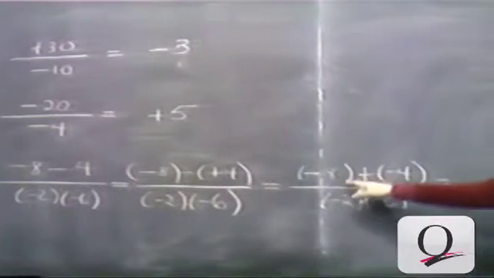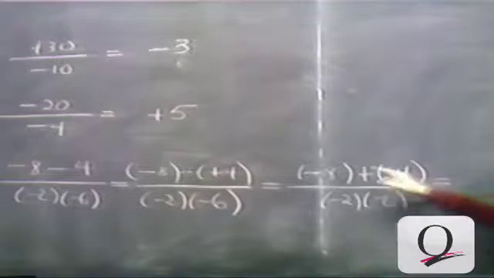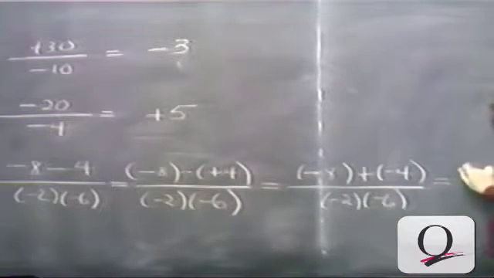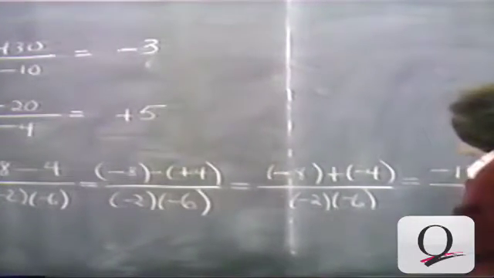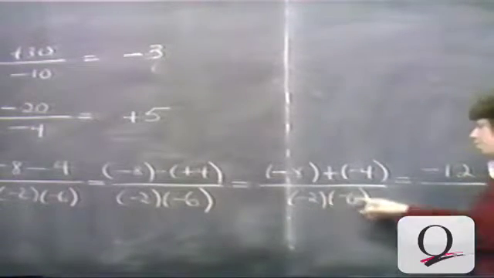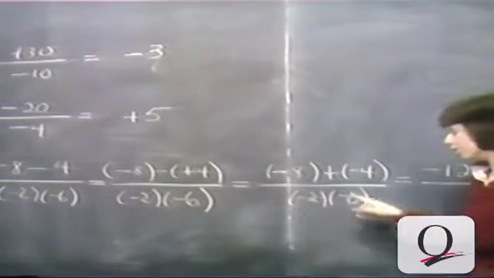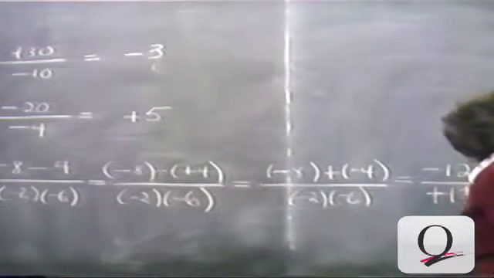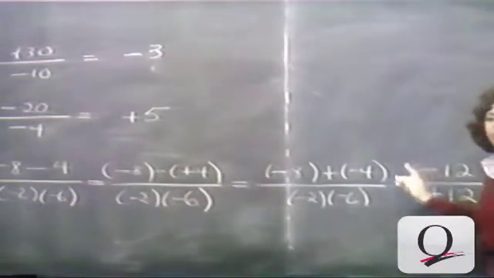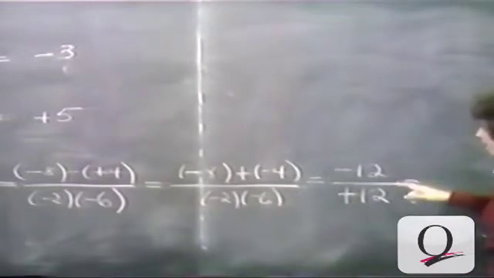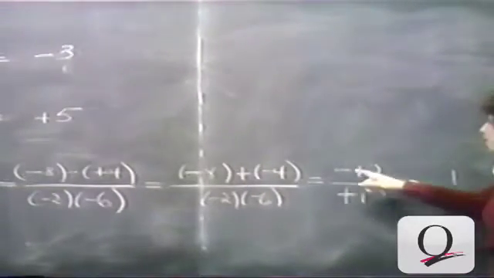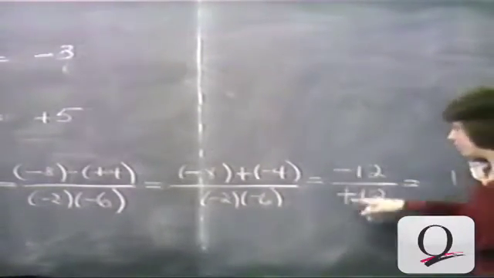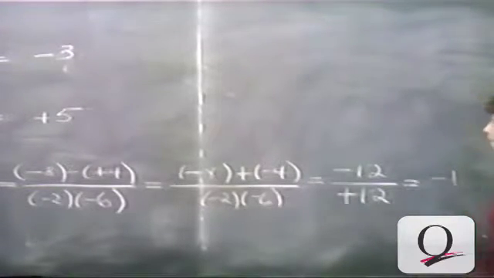Minus 8 and a minus 4. Adding like signs, the answer will be minus 12. Minus 2 times minus 6, multiplying like signs, the answer is positive 12. Now division. 12 divided by 12 would be 1. Negative over positive, different signs, the answer therefore is minus 1.